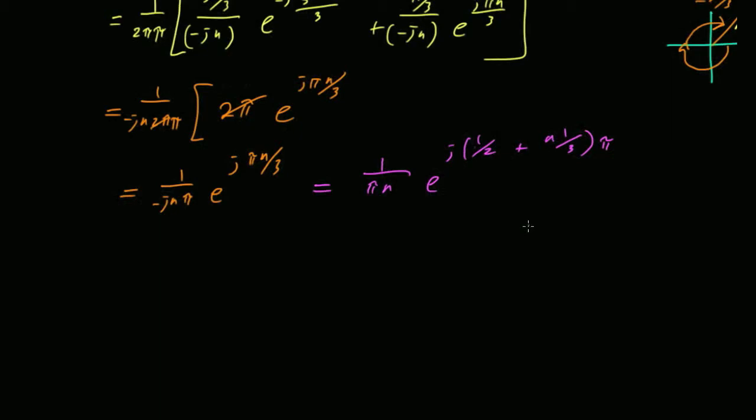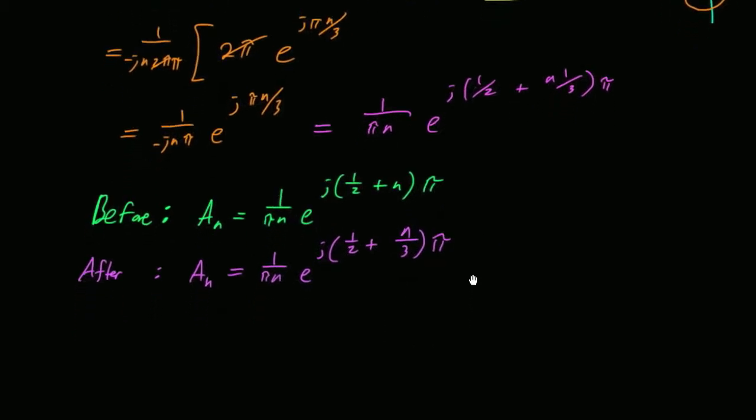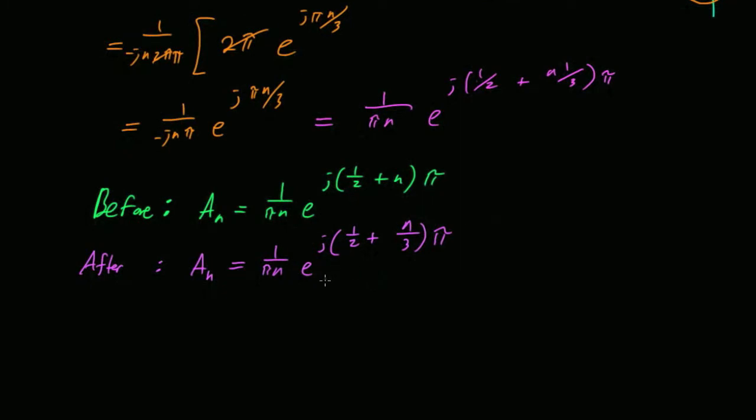Okay, so in summary, before we did the shift, we had a sub n was 1 over pi n e to the j, a half plus, what was it? A half plus n times pi. Are you with me? Okay. After the shift, we had a sub n equals 1 over pi n e to the j. Look at that. 1 half plus n over 3 pi. Yes? If our phase shift would have been positive pi over 3, would it be minus n over 3?